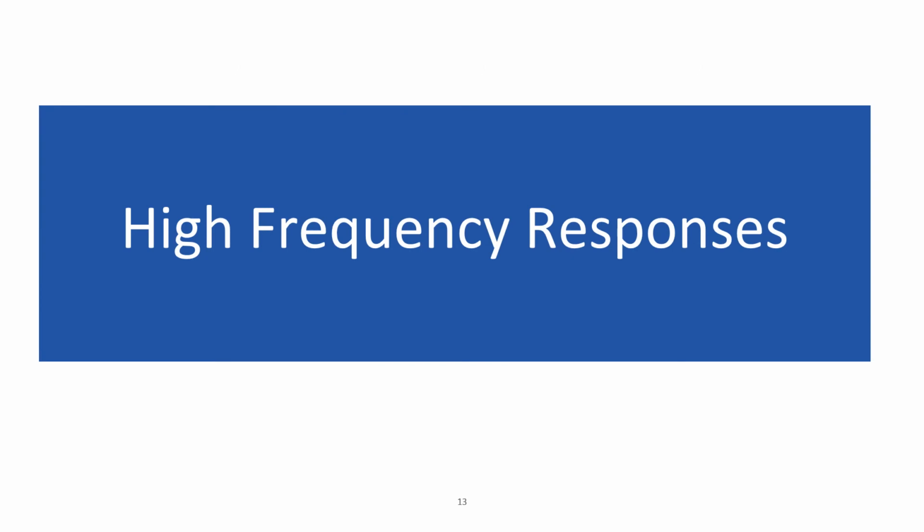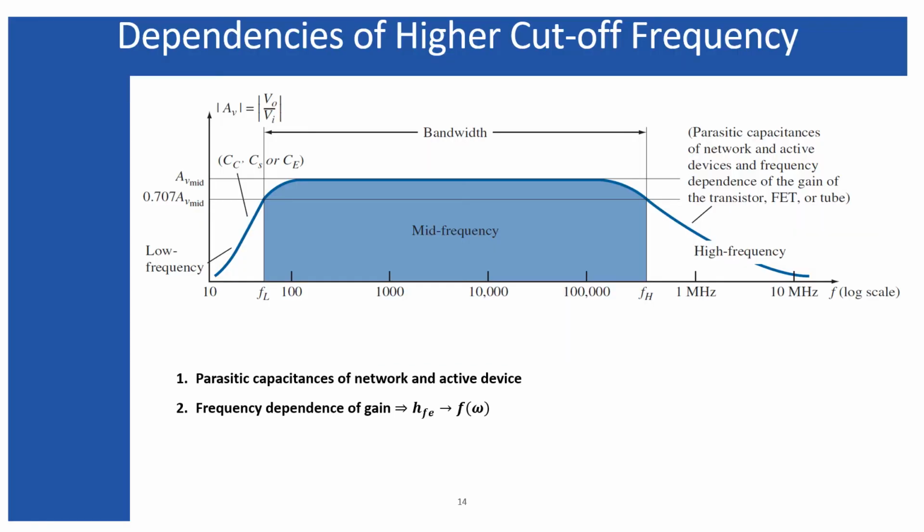The high frequency response. As I told you at the beginning of this lecture, the high frequency response depends mainly upon two factors. The first one is the capacitances, which are the parasitic capacitances and the network capacitances. We'll see what the parasitic capacitors and network capacitors are.